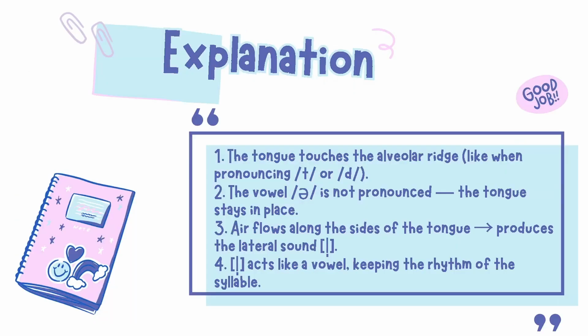Explanation. One, the tongue touches the alveolar ridge like when pronouncing t or d. Two, the vowel schwa is not pronounced, the tongue stays in place. Three, air flows along the sides of the tongue, pronouncing the lateral sound l. Four, l acts like a vowel, giving the rhythm of the syllable.